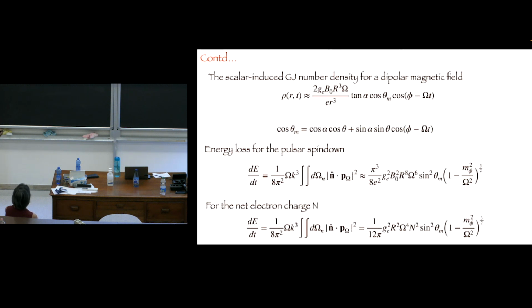as this, where theta_m is basically called the magnetic pole latitude, which is related to the polar angle, and also to the angle between the magnetic axis and the rotation axis. So you need a small angle to get the radiation from the pulsar. Following the same thing, you can calculate the energy loss for the pulsar spin down. We calculated this for the Goldreich-Julian charge density, and also for the net electron charge.